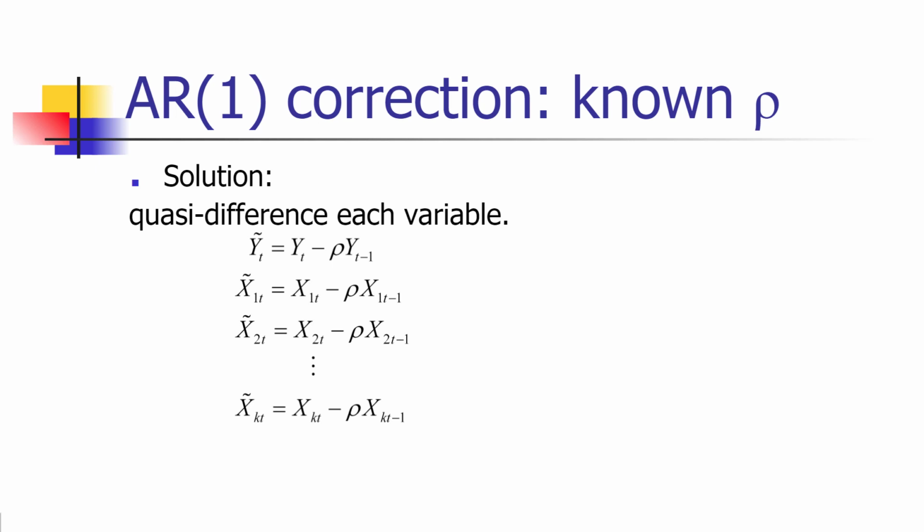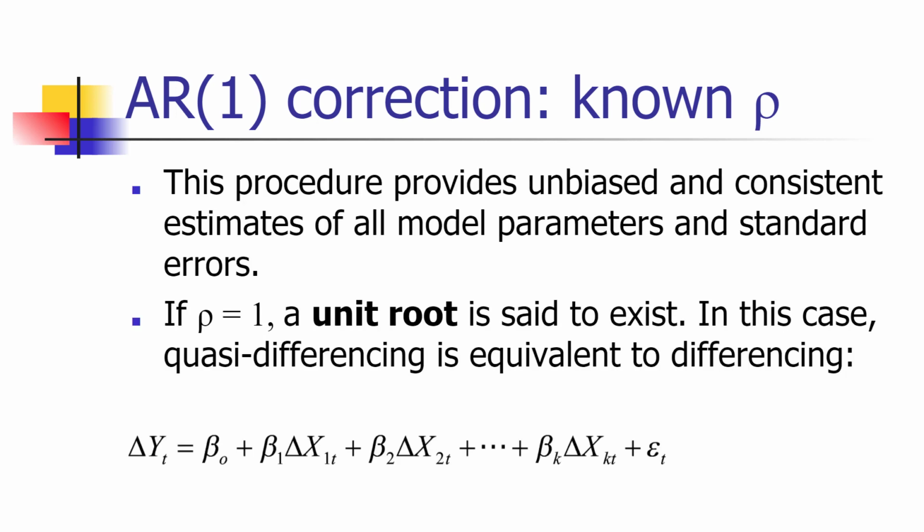We call this approach quasi-differencing. You quasi-difference a variable by taking its current value and subtracting rho times its previous value. You quasi-difference the dependent variable and each of the independent variables, and then you run a regression of the quasi-differenced y against the quasi-differenced x variables. And this equation satisfies the conditions of the classical regression model, and as such, you could estimate all the model parameters.